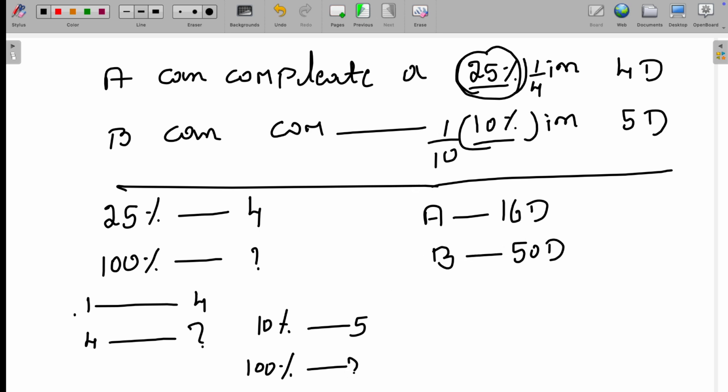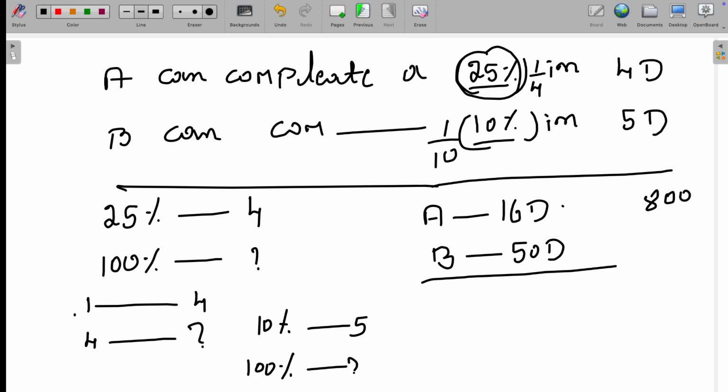Can I assume LCM will be 800? 16 into 50. Because we don't have any common factor in 16 and 50, just multiplication, that's it. Understood, right? So that will be 800. Any number you can assume. If you are not getting the LCM, no need to take the LCM. Just multiply 16 into 50. Any multiple of 16 into 50 you can take. If you don't know the LCM, just multiplying 16 into 50 gives the LCM.